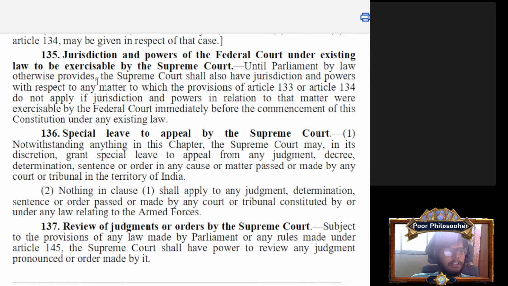by law otherwise provides, the Supreme Court shall also have jurisdiction and powers with respect to any matter to which the provisions of Article 133 or Article 134 do not apply, if jurisdiction and powers in relation to that matter were exercisable by the Federal Court immediately before the commencement of this Constitution under any existing law.